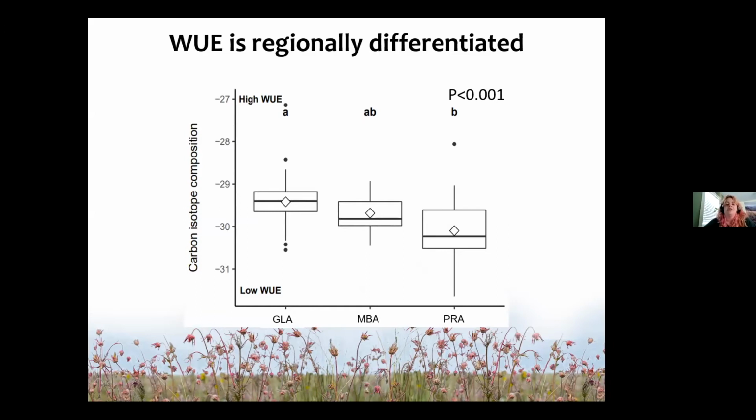All right, so looking at this graph, I'll just tell you now, water use efficiency is regionally differentiated. So on our x-axis, we have our 3 regions. So we have Great Lake Alvar, Manitoba Alvar, and then the prairie. And then on the y, we have our carbon isotope composition. And so less negative values of our carbon isotope composition correlate with a higher water use efficiency. And then a more negative value is going to indicate a lower water use efficiency. And so in the common garden, we can see that the Great Lake Alvars are exhibiting the greatest water use efficiency and the prairie have the lowest. And then the Manitoba is just kind of intermediate in that result.